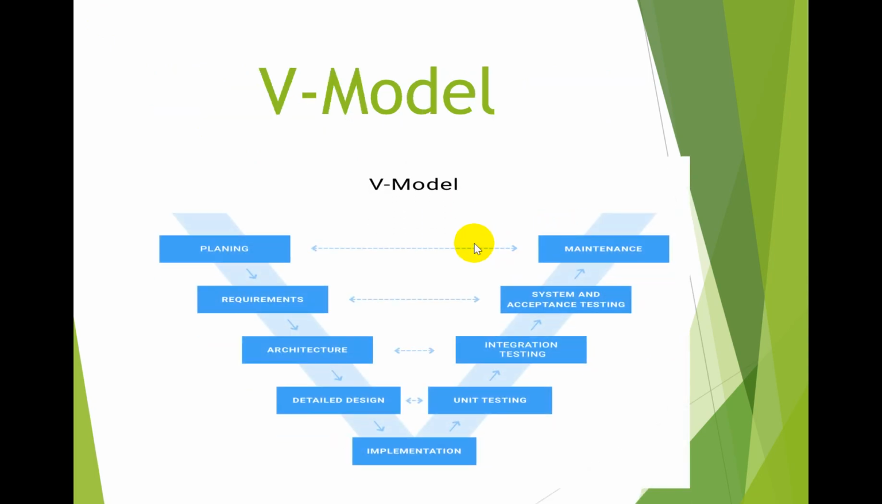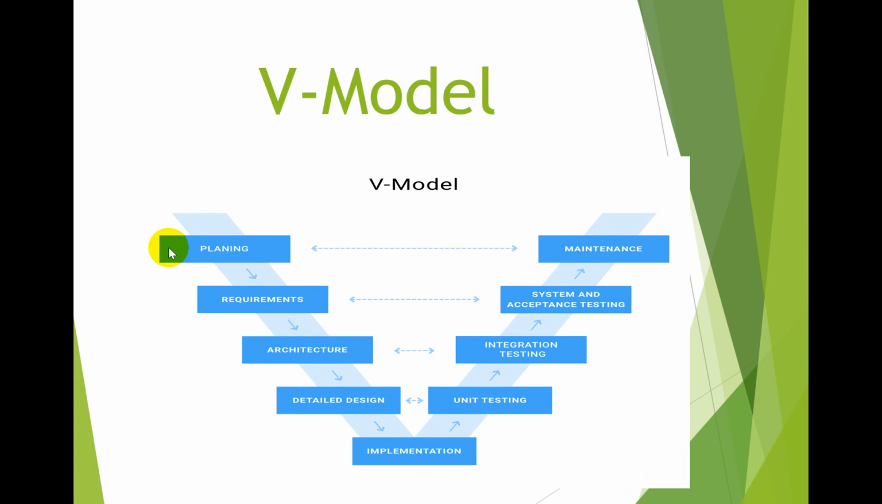See friends, as part of the V model, we first do the planning, then we go for the requirement, then the architecture, then the detailed design, then the implementation, then the unit testing, integration testing, system and acceptance testing, and maintenance. So this is the V model.